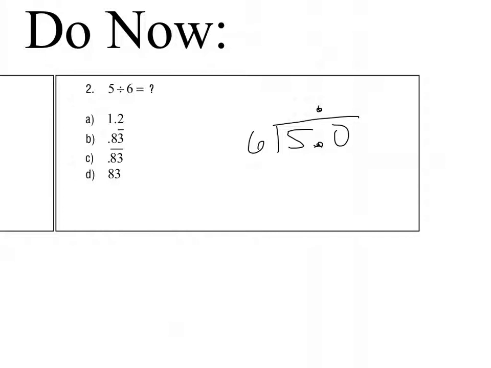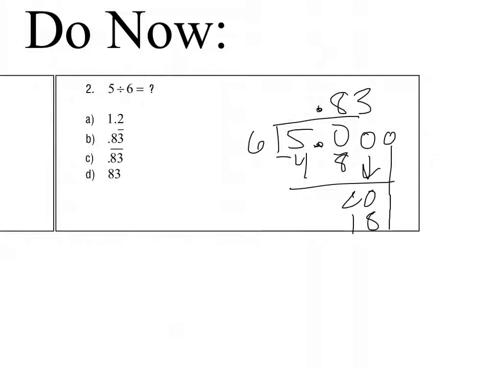6 goes into 5 8 times. That's going to be 48. 2 is left, bring down the 0. And that's going to go in 3 times is 18. It's going to be a 0. And it looks like we're going to have this repeating pattern of 8, 3. And so just remember that when we are doing this, we're putting our repeating symbol only over the part that's repeating. So it's only the 3 that's repeating, not the 8 and the 3. And that's going to give me 0.83 repeating.